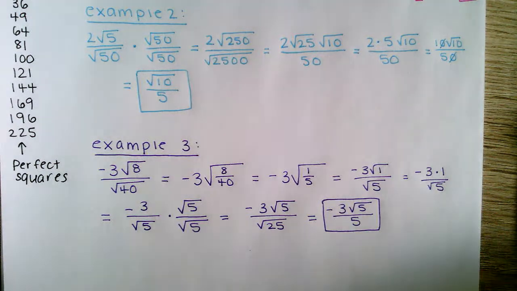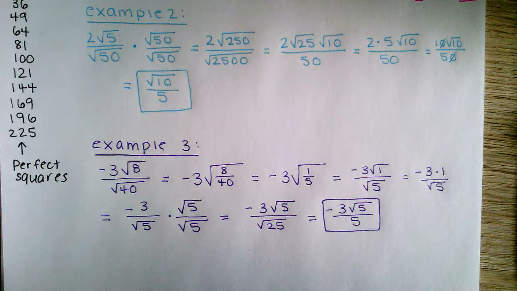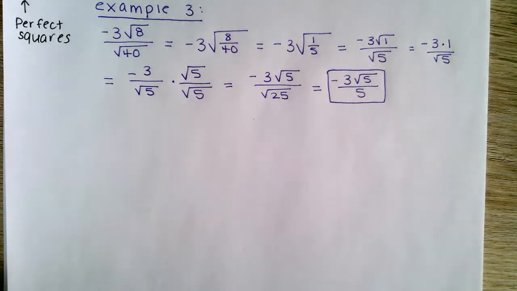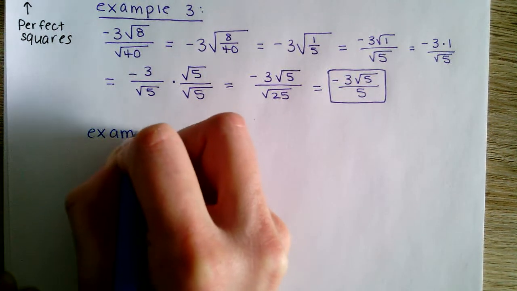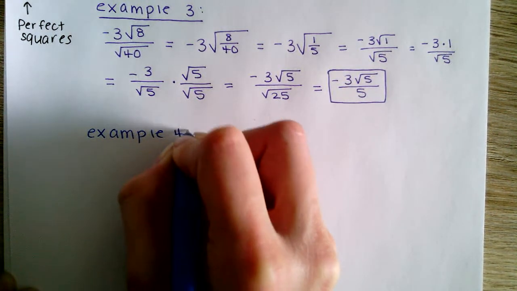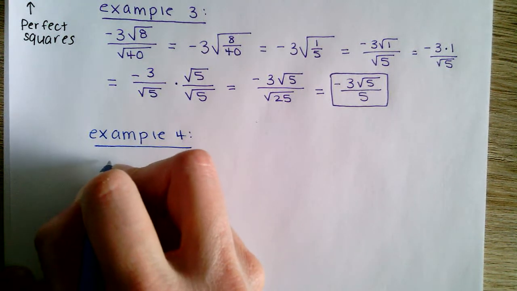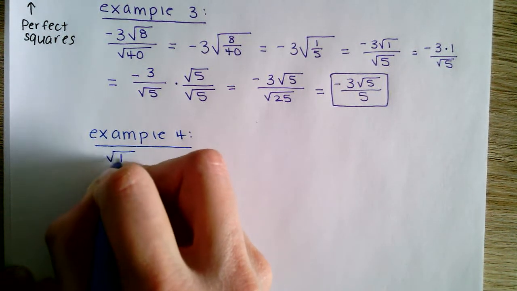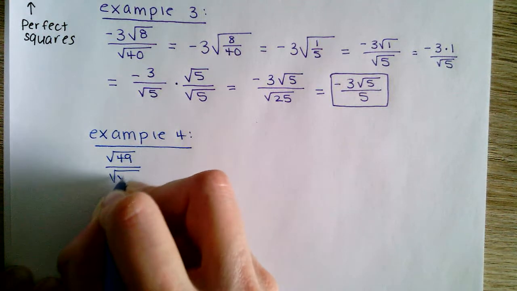One last example quickly if we're talking about variables. So let's switch colors one more time here. If we have something with variables underneath, we are going to have to deal with those in the same way that we were when we were doing simplifying. So what if we have square root of 49 over radical xy?